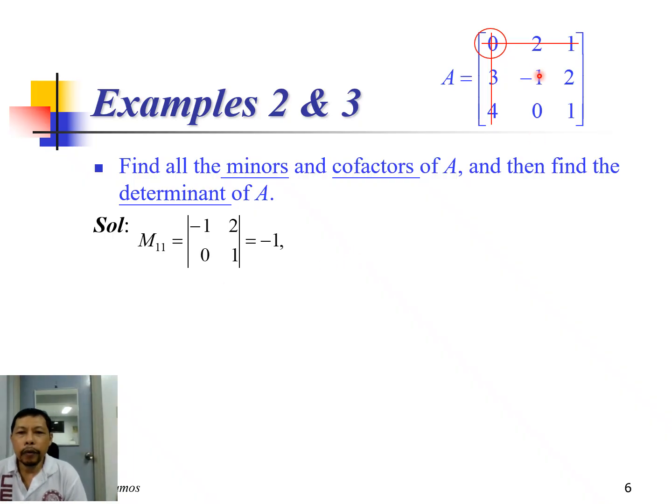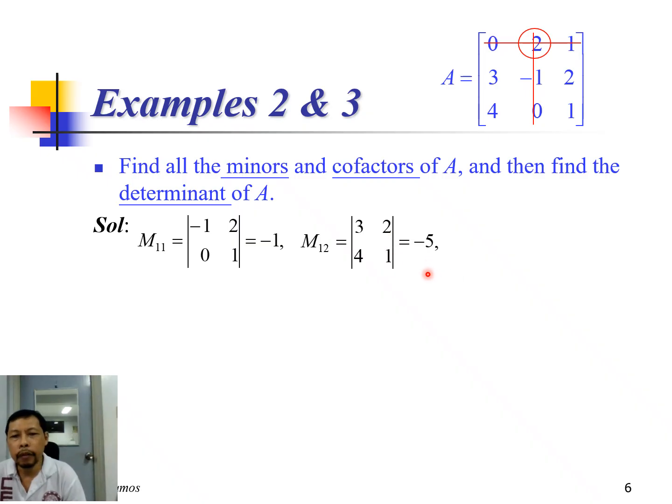Now let's find the minor of this element, A12. The minor of A12 is denoted M12, and it is equal to the determinant of 3, 2, 4, 1, which is obtained by removing the first row and second column. So what will remain are these elements: 3, 2, and 4, 1. Taking the determinant of that will give us negative 5.